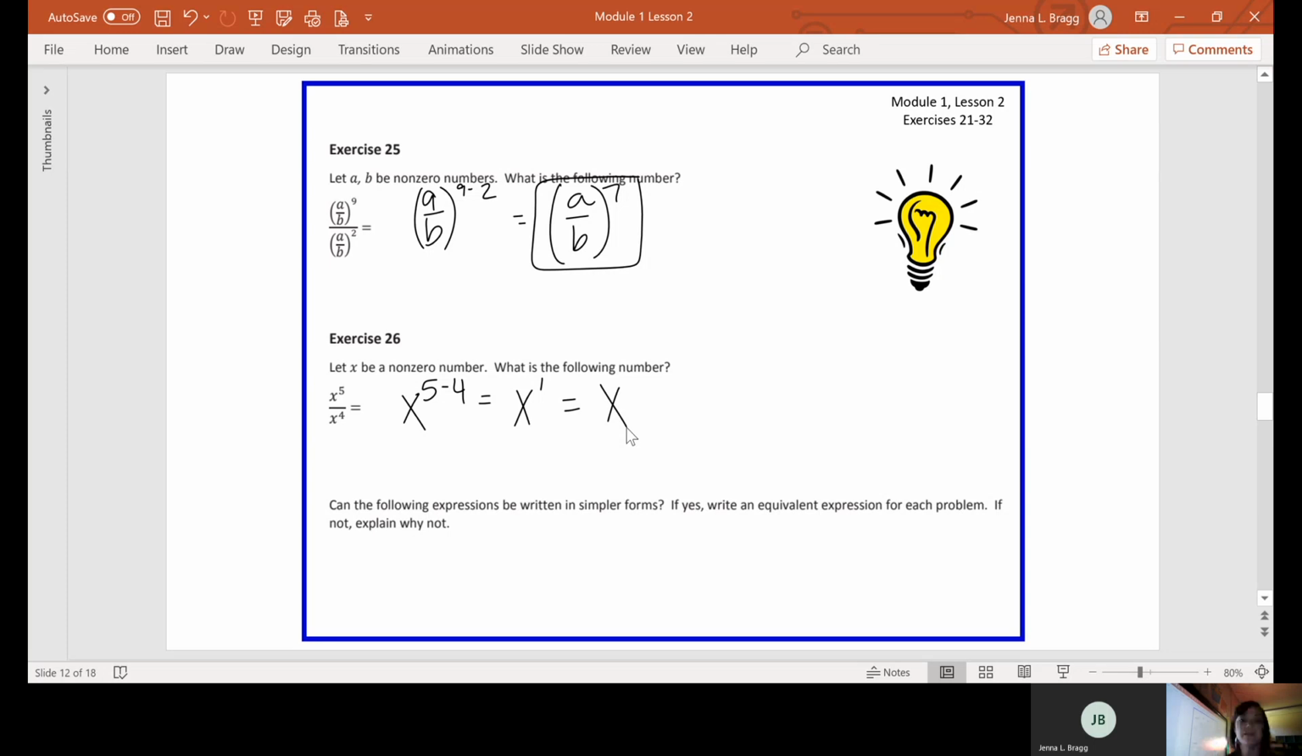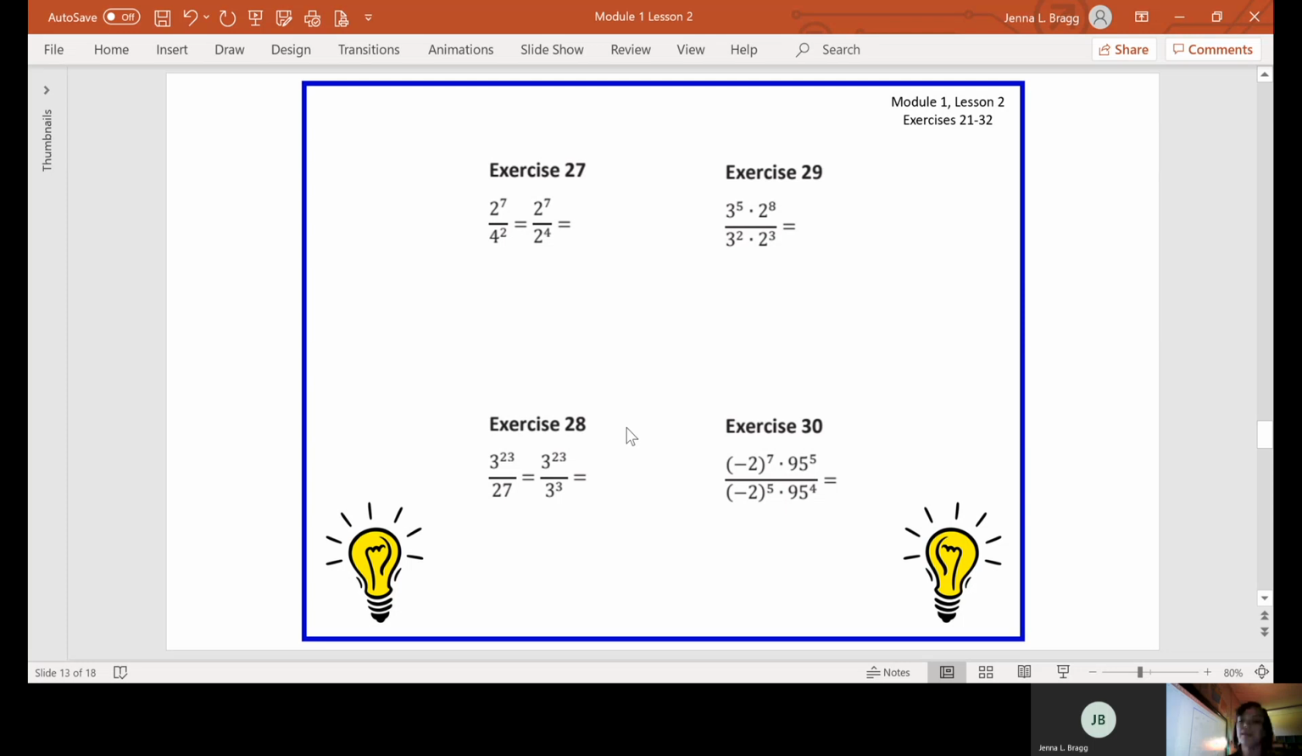All right, the next ones, can they be written in simpler forms? Let's look at these. We're starting to see expressions that do not have the same base. But like earlier, 4 squared is 4 times 4, which is 16. 2 to the 4th is the same thing as 4 to the 2nd. 2 times 2 times 2 times 2, that's 4, 4 times 4 is 16.